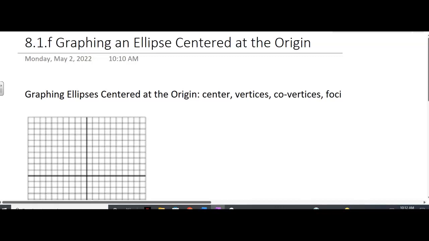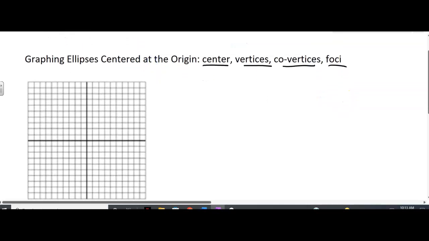Okay, so now we want to talk about how to graph an ellipse centered at the origin. And then you're usually going to want to know the center, the vertices, the co-vertices, and the foci. Okay, so if it's centered at the origin, well then the center's at the origin, right? And so the center would be 0, 0.